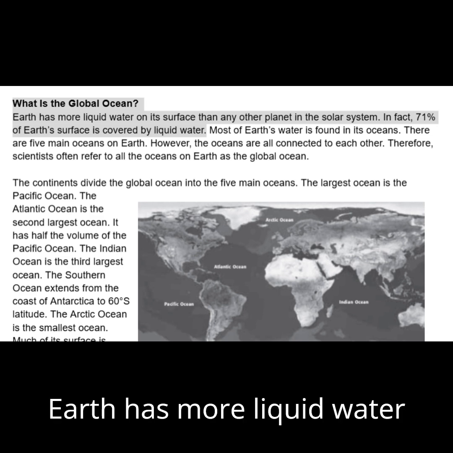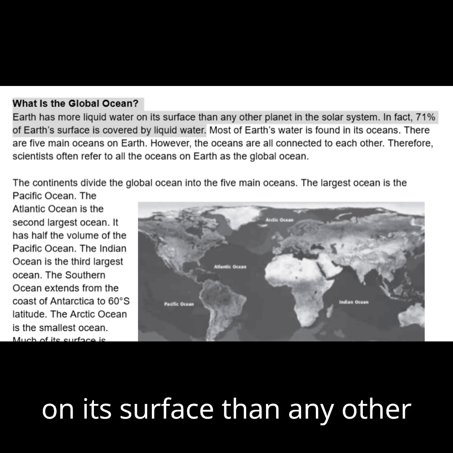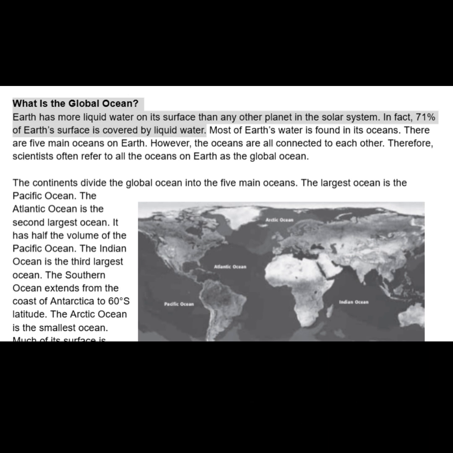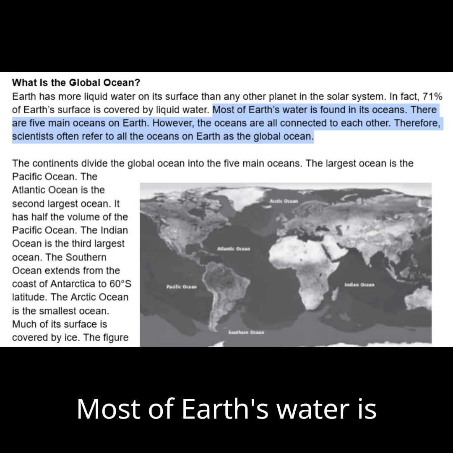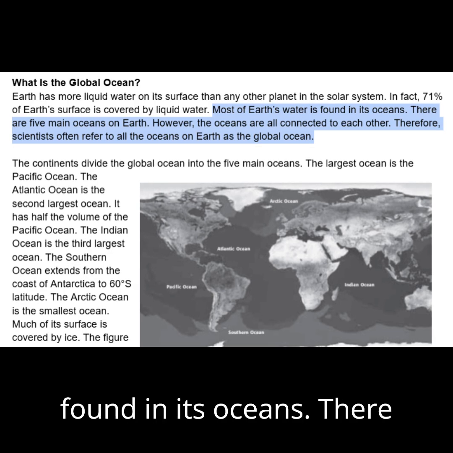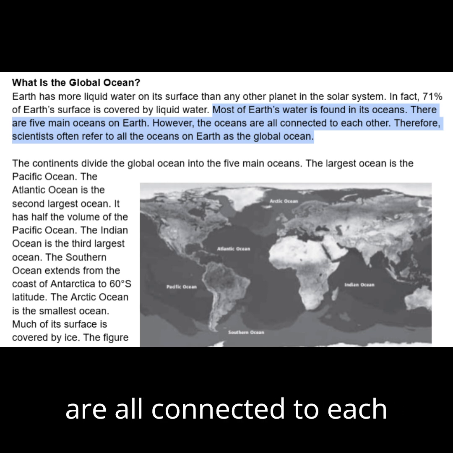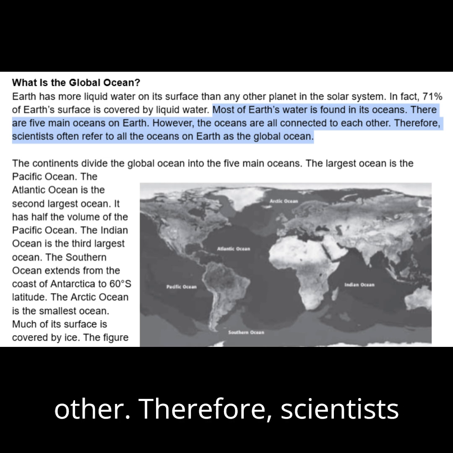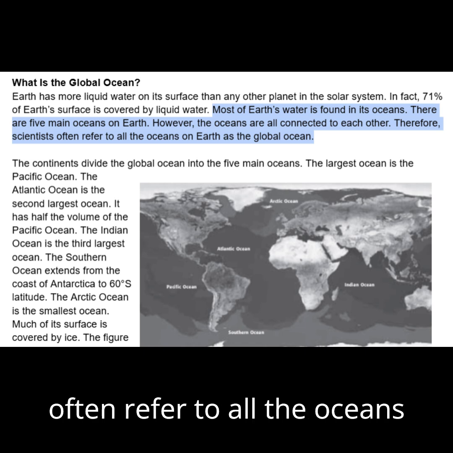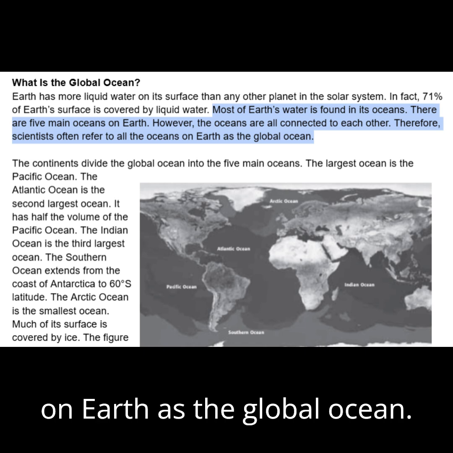Earth has more liquid water on its surface than any other planet in the solar system. In fact, 71% of Earth's surface is covered by liquid water. Most of Earth's water is found in its oceans. There are 5 main oceans on Earth. However, the oceans are all connected to each other. Therefore, scientists often refer to all the oceans on Earth as the global ocean.